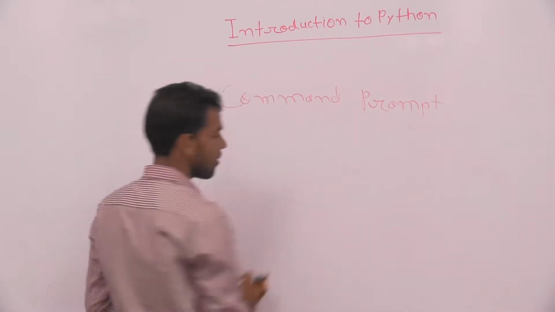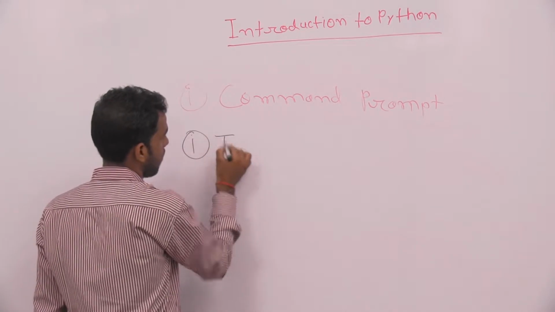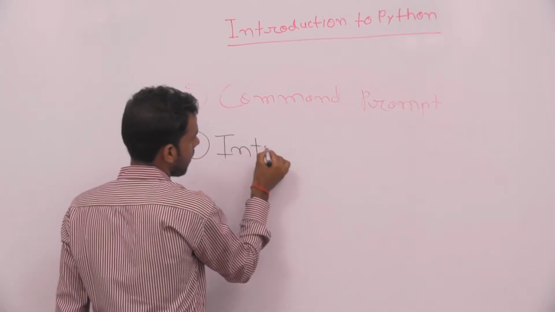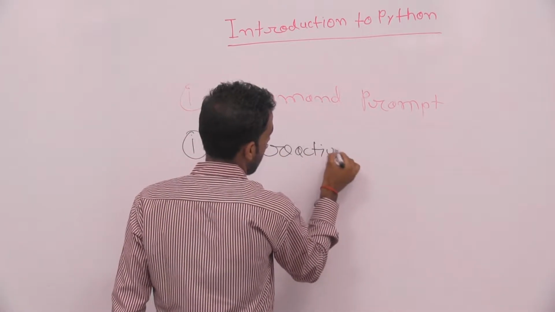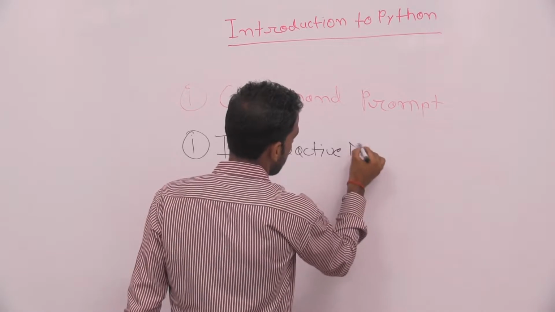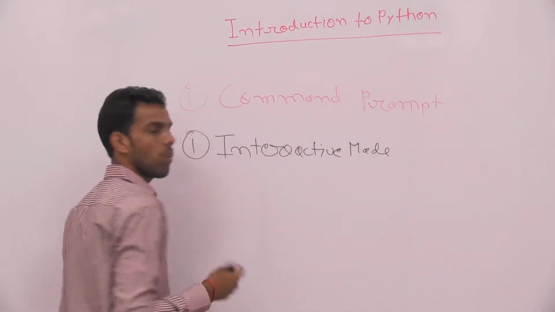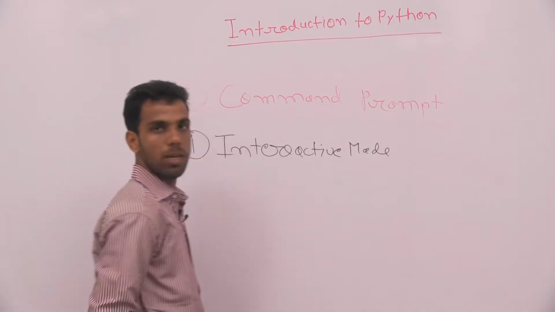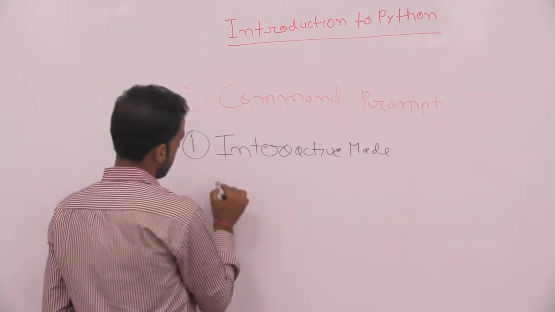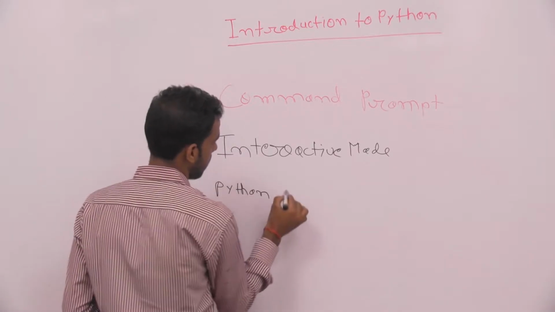There are basically two modes. The first mode is interactive mode. In interactive mode, we just put the Python commands, and by pressing the enter key, we will get the outputs. For writing Python programs in interactive mode, we open the command prompt, write the command python, and press the enter key.